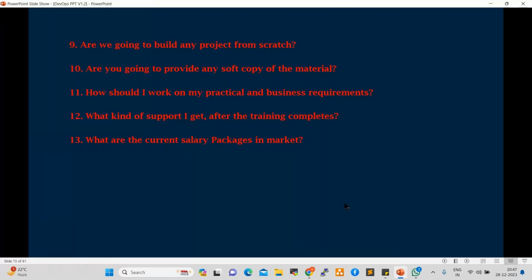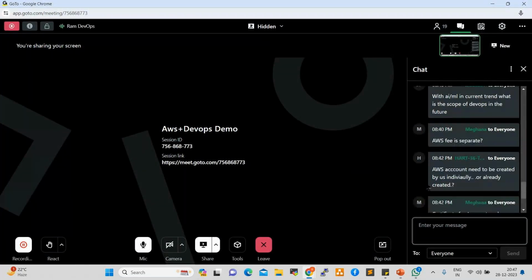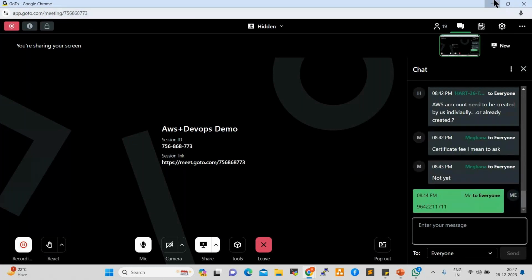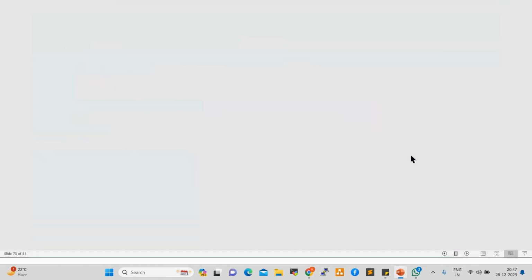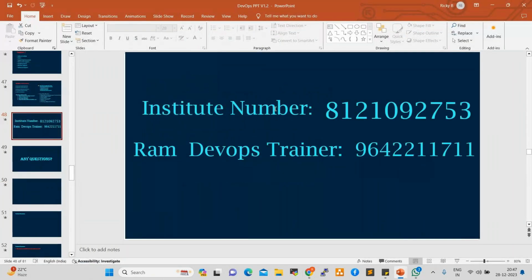Apart from this, does anyone have any other questions? Anyone? You can take down my mobile number, which I already shared with you. These are the numbers, the institute number and my number. If you need anything or want to discuss anything, you can reach out to me. 96422111711 is my number.